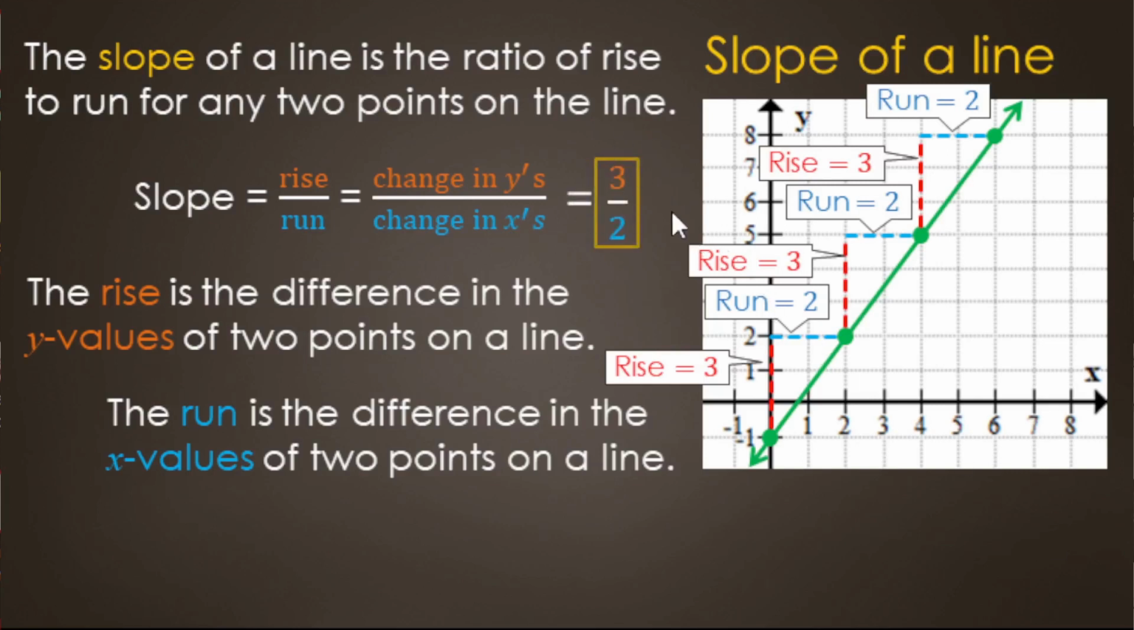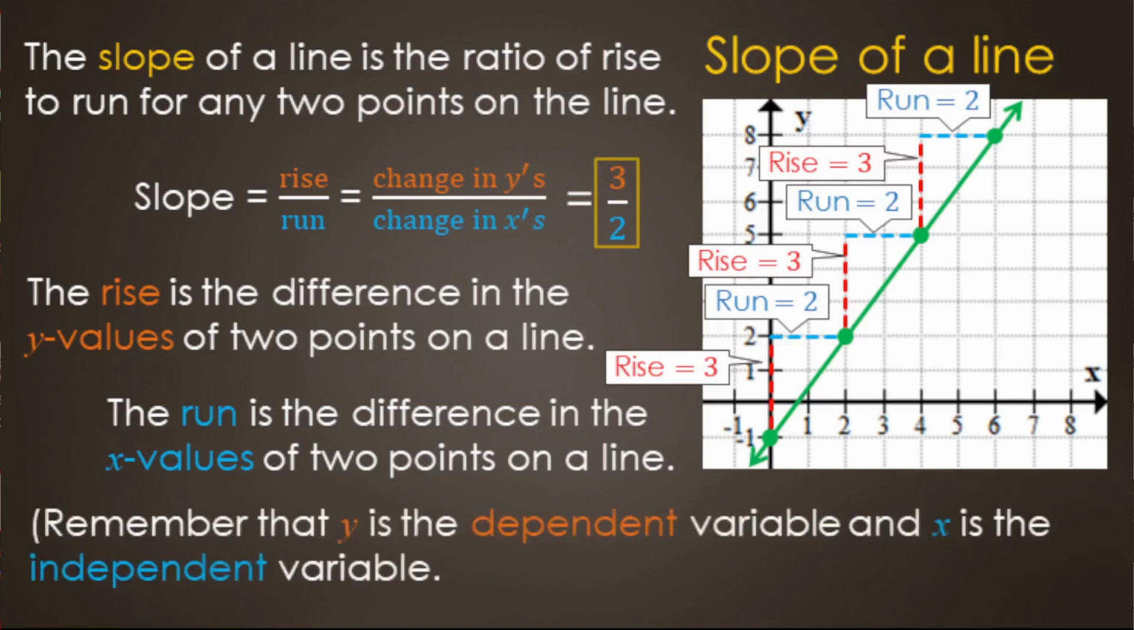It's always going to be 3 over 2. Now check it out. We have these ones here, but what if you choose this one here and this one all the way up here? Well, that's going to be up 6 and over 4. So 6 over 4, or the ratio of 6 to 4, still reduces to 3/2. So you're going to end up with the same value no matter what points you pick on this line.